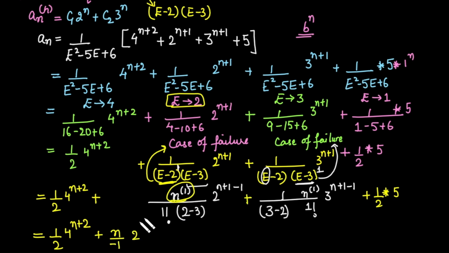2 raised to power n plus, in this case 3 minus 2 is 1. N raised to power 1 factorial polynomial means we just need 1 term from the factorial. 1 into 1 into 3 raised to power n plus 5 by 2. And this is the final particular solution in this case. And after that we can write the general solution by adding these two solutions. That is the value of an.